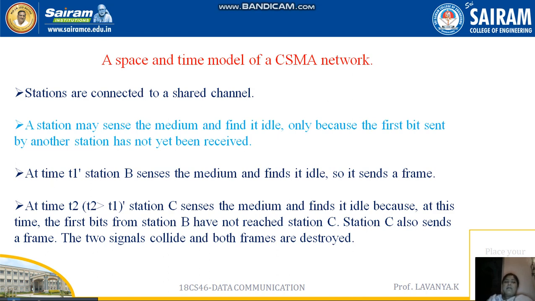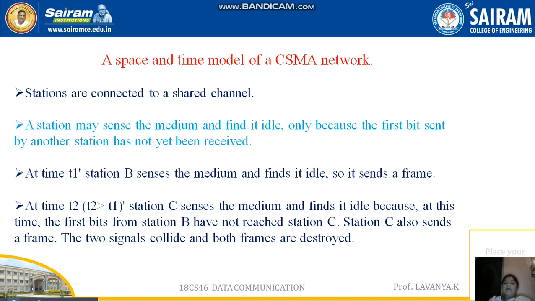Then at time t1, the station or device is going to check whether the particular line is idle or not before sending the data. If it is idle, or if it is free, it can send the data. Otherwise, a collision will occur.